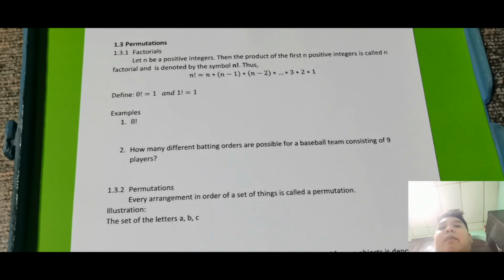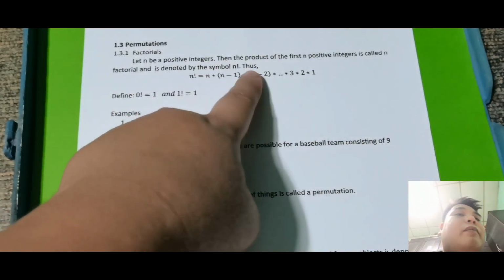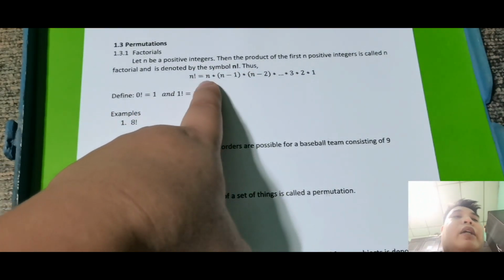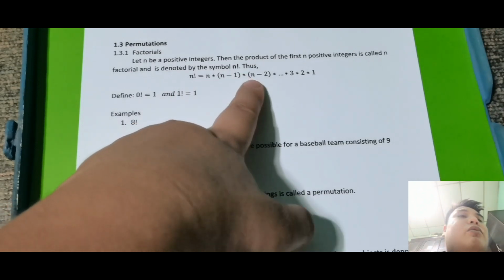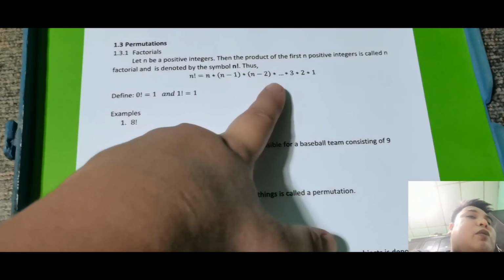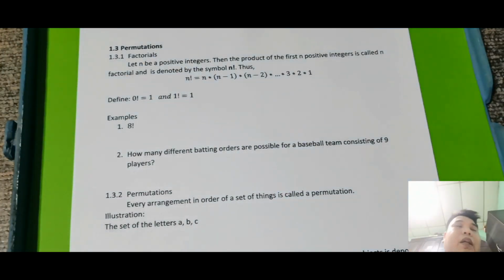Let n be a positive integer, then the product of the first n positive integers is called n factorial, and it's denoted by n!. Thus, n factorial is equal to n times n minus 1 times n minus 2 times ... times 3 times 2 times 1. So meaning decreasing lang yung number by an integer, so by 1. For example, we have 6 factorial, that is only 6 times 5 times 4 times 3 times 2 times 1. So hanggang dulo lang ng 1. And we have a defined relation here: 0 factorial is equal to 1 and 1 factorial is equal to 1.